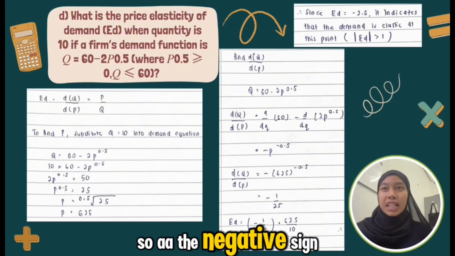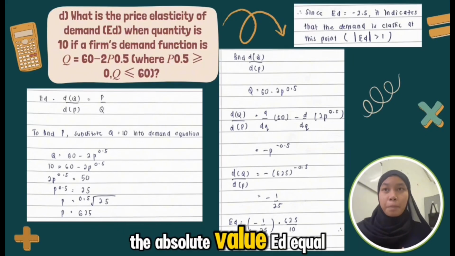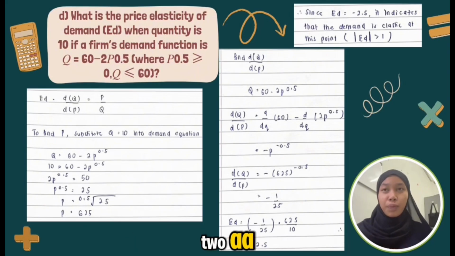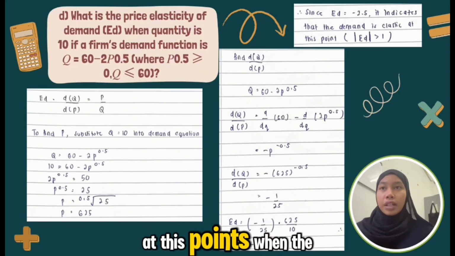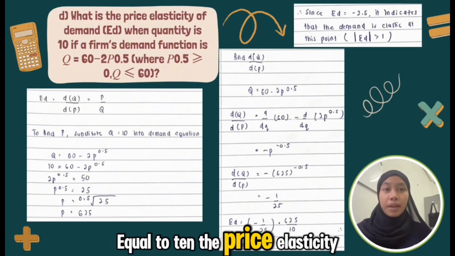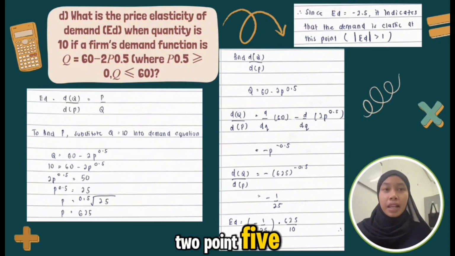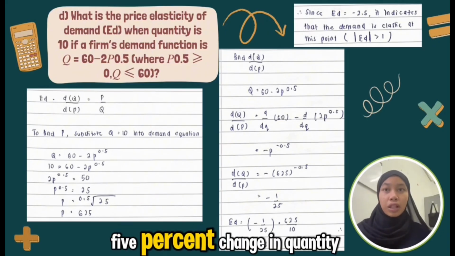So the negative sign indicates that demand decreases as price increases. The absolute value of ED, 2.5, is greater than 1, so demand is elastic at this point. When the quantity is Q equal to 10, the price elasticity of demand is negative 2.5, meaning that a 1% change in price results in a 2.5% change in quantity demanded.